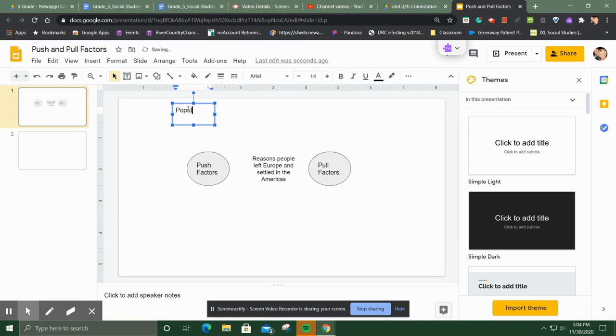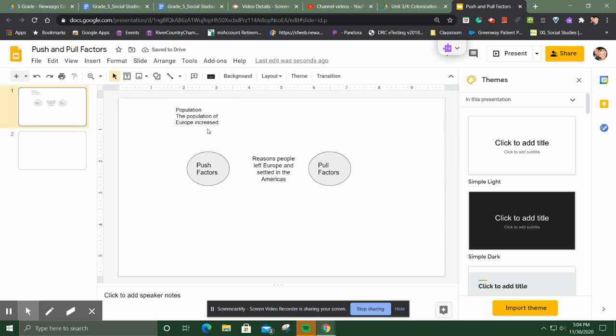because of the population. I'm going to make this a little bigger. The population of Europe increased, which means it was getting pretty crowded. People did not have enough room to build homes. It was getting overcrowded and not enough room for families to grow.